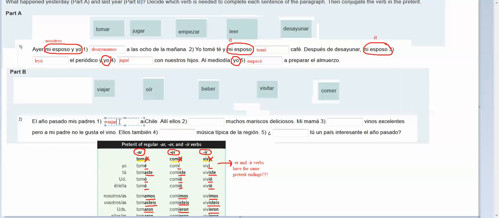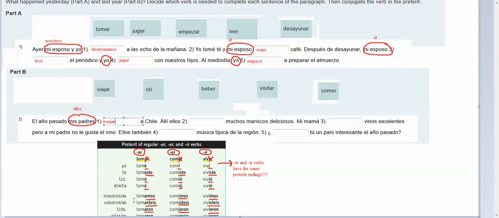So I am going to cut that. Okay, who is it that's doing the traveling? It's my parents, which is the same thing as saying they. Ellos. I'll put back in my verb, which is viajar.